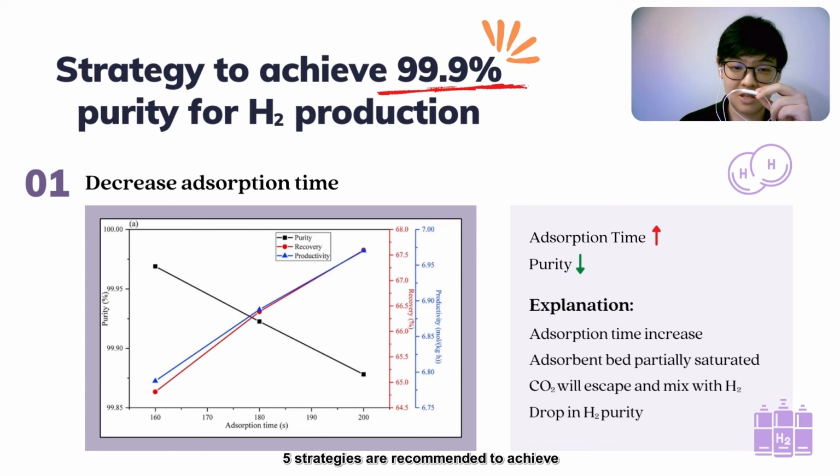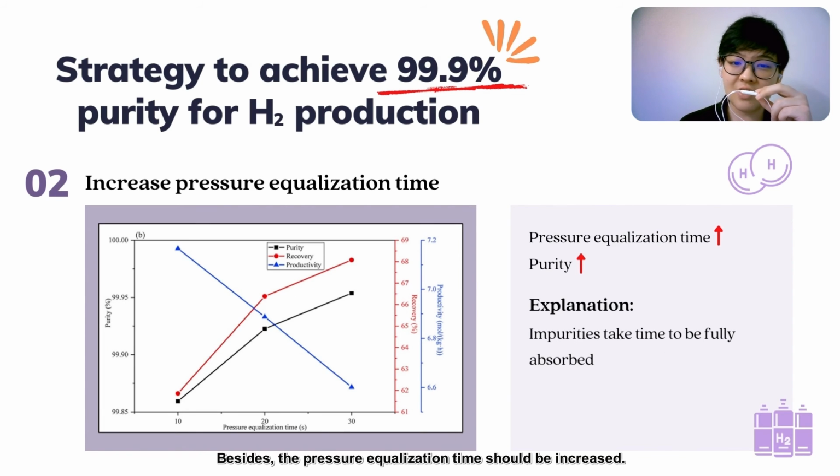5 strategies are recommended to achieve 99.9 purity of H2 production. Firstly, the adsorption time should be shortened. When the time increases, the adsorbent bed will be partially saturated as part of the CO2 trapped will escape and mix together with H2, giving rise to a drop in H2 purity. Besides, the pressure equalization time should be increased. This is because the impurity in the feed gas that flows to the regeneration bed takes time to be fully adsorbed before pure H2 is produced through the product end.